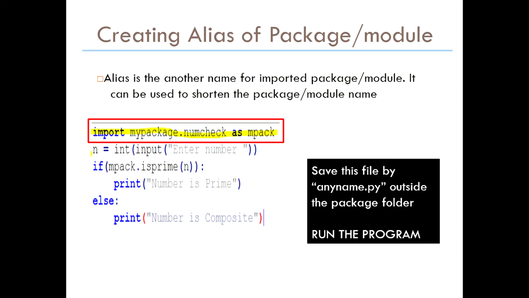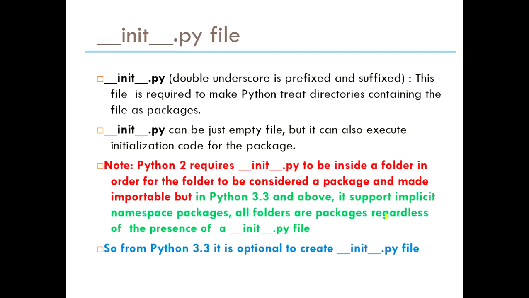Now we are writing here n equal to int input enter number. Here we can write mpeg. If mpeg.isPrime, we can write mpeg here for myPackage.numCheck. If this is true, then print number is prime, else print number is composite. Save this file by any name outside the package folder and run the program.